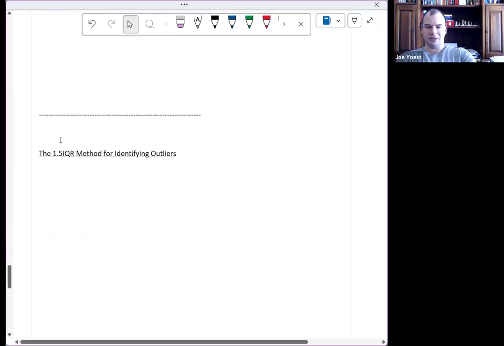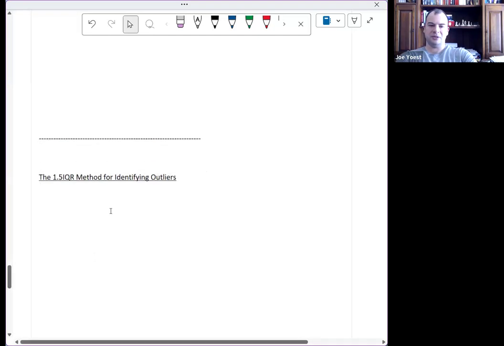Okay, when we come back, we will do the two standard deviation method for salary data, and then we'll talk about some of the shortcomings of that method and develop a method that doesn't have those shortcomings, the 1.5 IQR method.